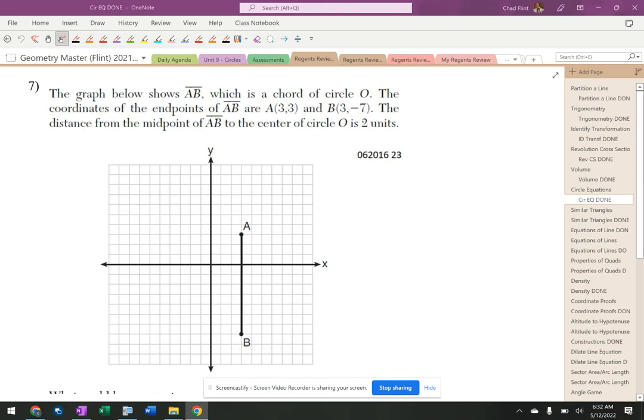So this was an interesting question the year this was on there, and it was very random in that they've only ever asked it that one time and never done it again. So it says you've got a chord here, and the distance from the midpoint of the chord to the center of the circle is 2.